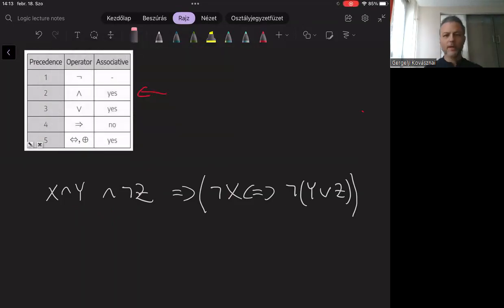Okay, we simplified quite a lot of parentheses out so far. Now let's focus on the right-hand side of the implication. So here we have an equivalence. We should compare the precedence of the equivalence with the precedence of implication, and as you can see here, unfortunately, equivalence has a lower precedence than implication does.